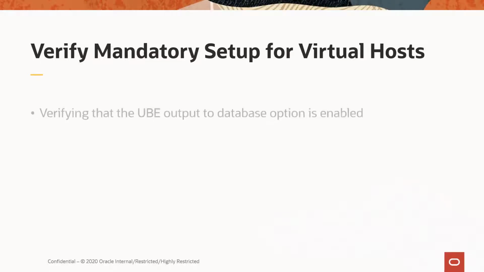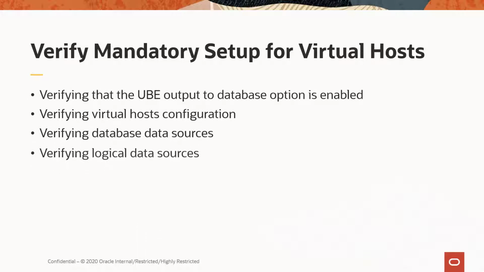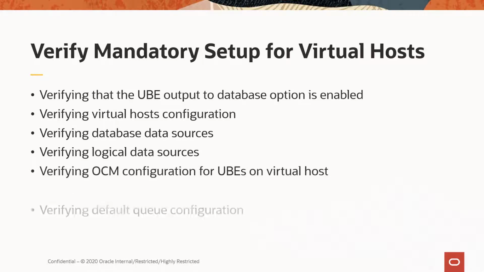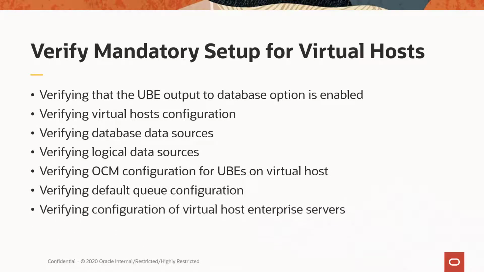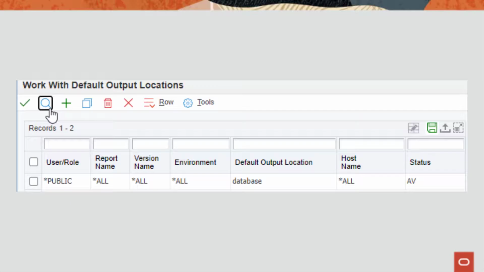Before creating and submitting job queues, you must verify that the system has been set up correctly to run as a virtual batch host with a virtual batch queuing environment. To verify that the UBE output to database option is enabled, navigate to the Work with Default Output Locations program. Click Search to select the data. It is recommended to set the default output location column to database, or as an override value to file system plus database for specific reports.